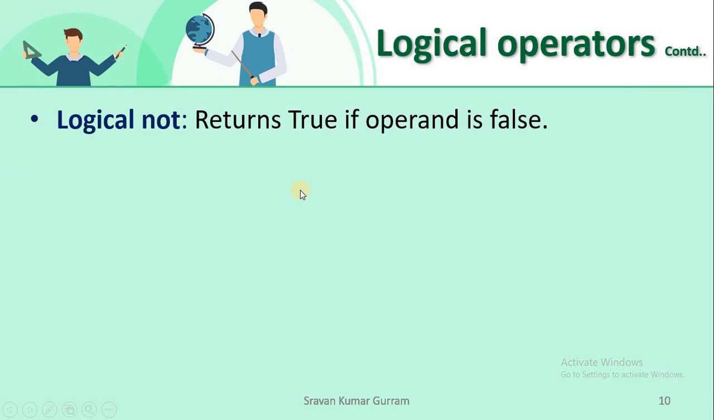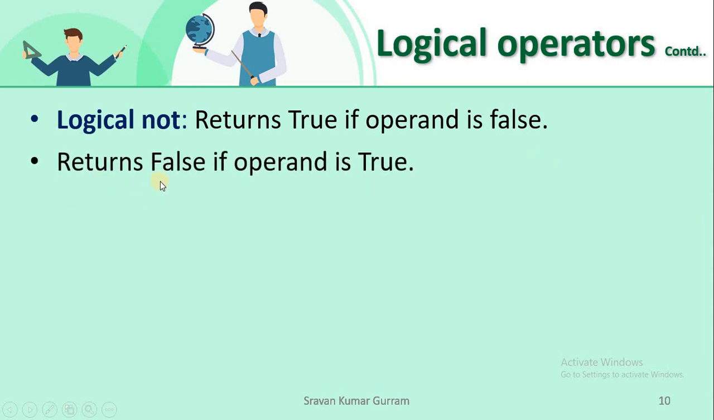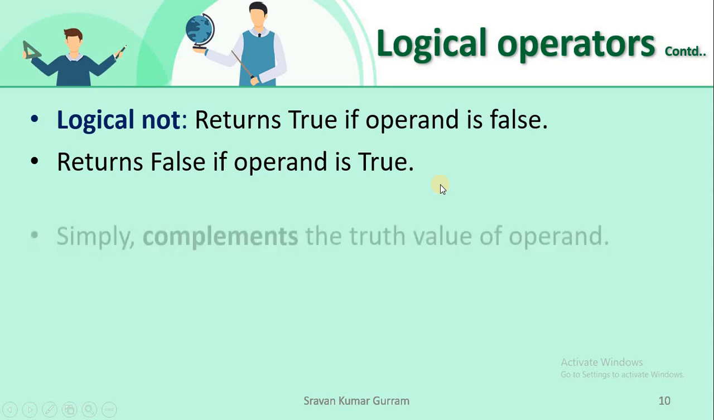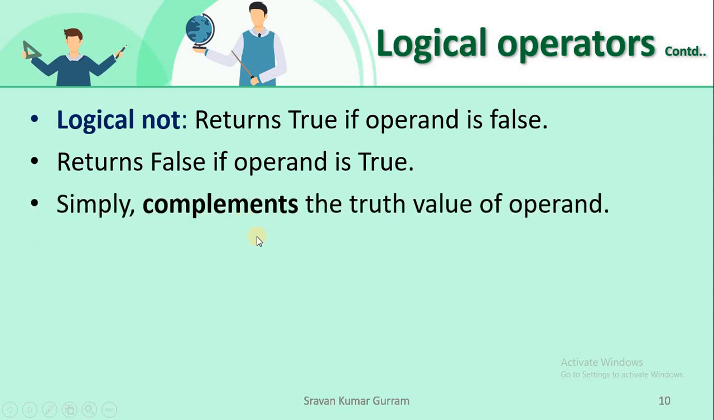Now see about the logical NOT. It returns true if the operand value is false, and it returns false if the operand value is true. Simply we can say that it complements the truth value of operand. True value becomes false, false value becomes true. To implement this logical NOT, we use the keyword NOT.